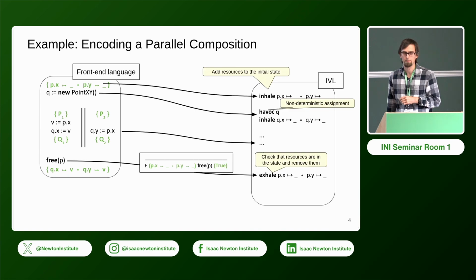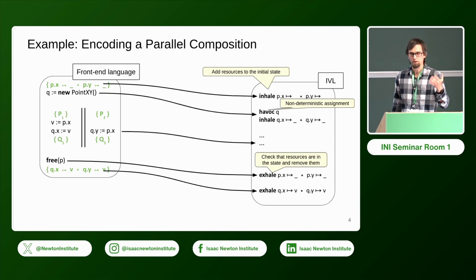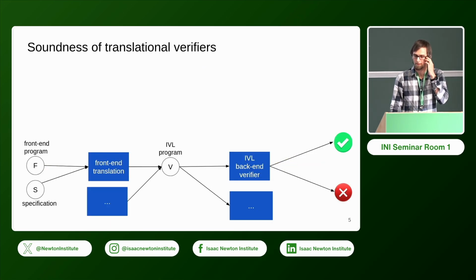And this also models the standard separation logic rule for freeing a pointer, where you give this in the precondition, and then you don't get anything back. Finally, we also need to check the postcondition that q.x and q.y both point to v, and again we can model this using the exhale statement. So this shows the basics of how we can encode programs into the IVL, and how you have these inhale, havoc, and exhale statements to manipulate the separation logic state in the IVL.